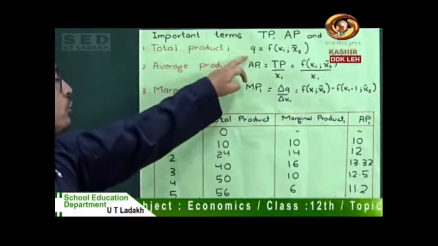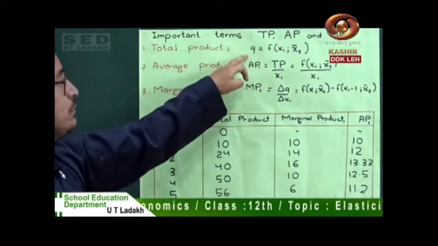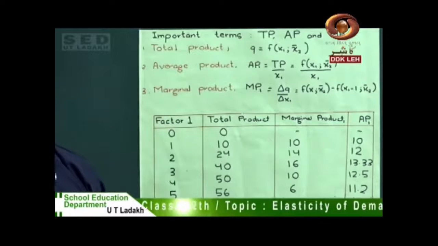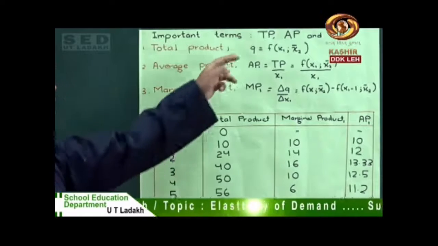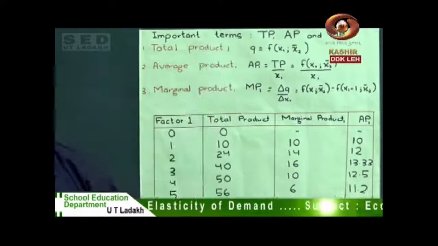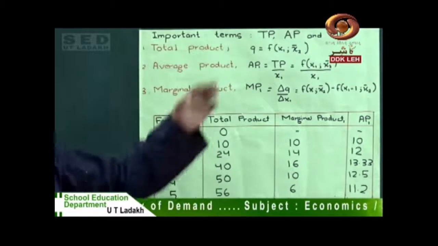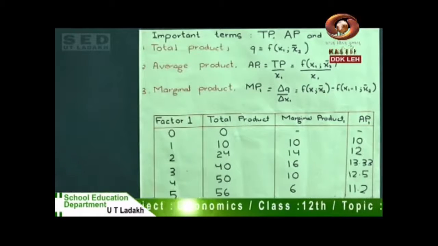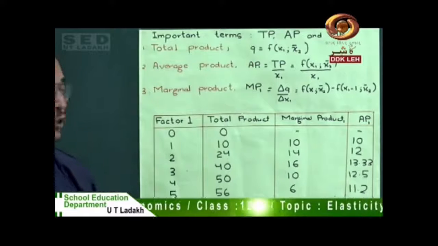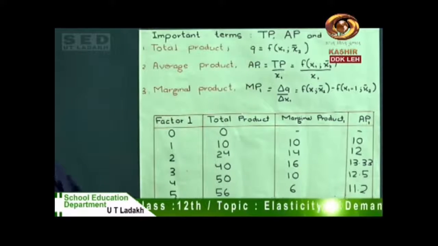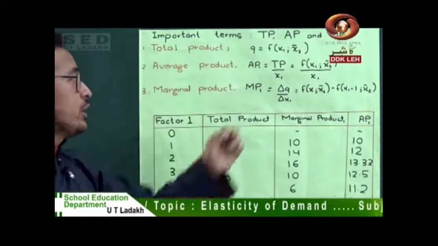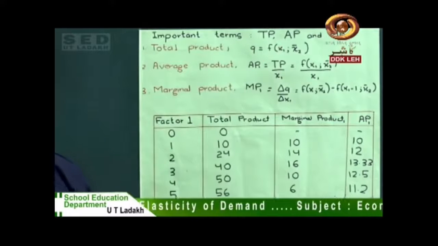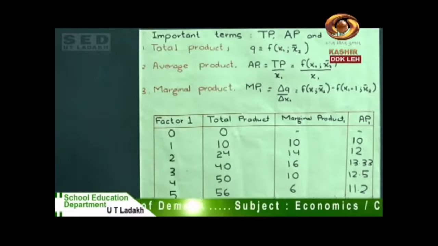Here your total product is simply, what does it mean? It shows the relationship. Relationship again means the relationship of the variable input with total output. That is what your total product is. Or in simple terms, you can also say the amount of output that you are producing, given your variable input, while keeping your x2 constant, which is your fixed input.